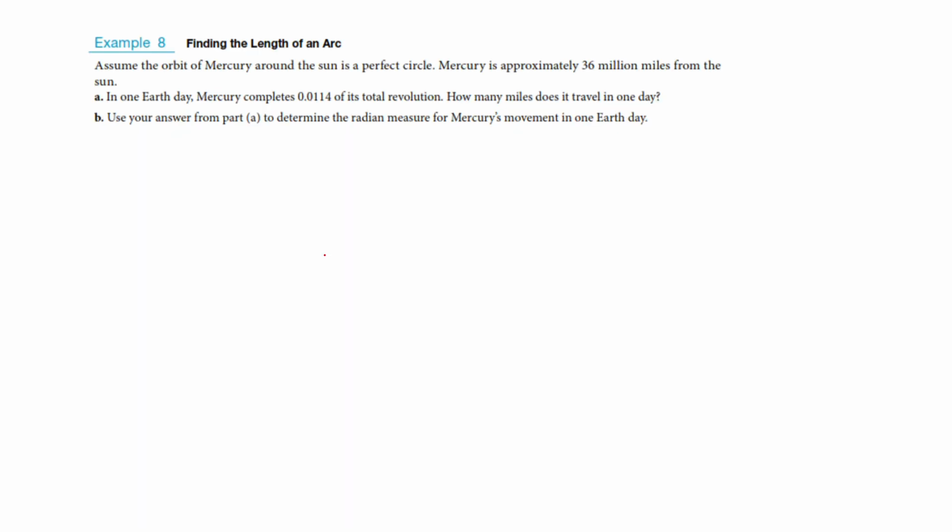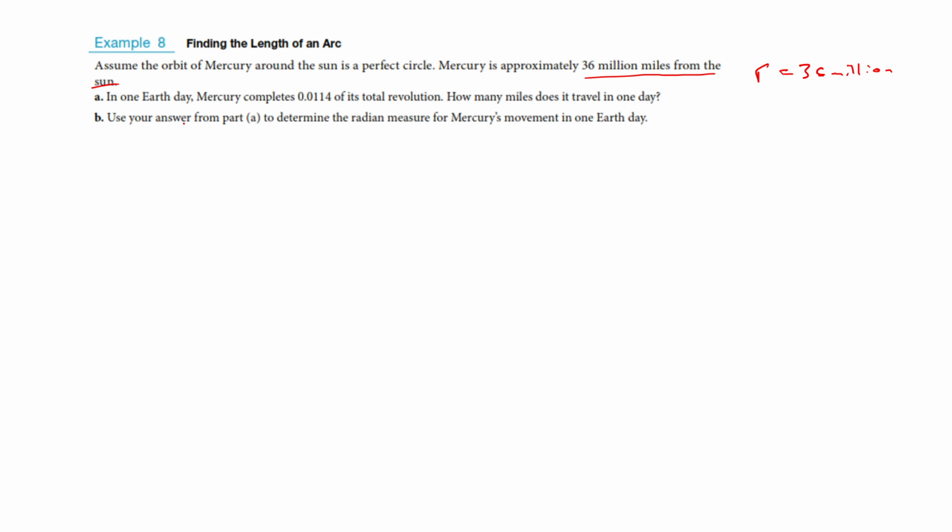Okay, so let's do something with this formula. The first thing here, we're told that Mercury is 36 million miles from the sun. Now, I don't know where this is going, but I do know this: what they've just told me is a radius. I've got Mercury spinning around the sun, so r is going to be 36 million. They just gave me a radius, but where this is going I don't know.